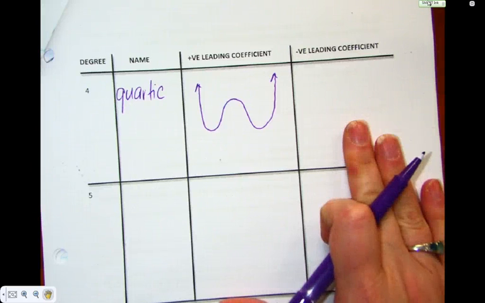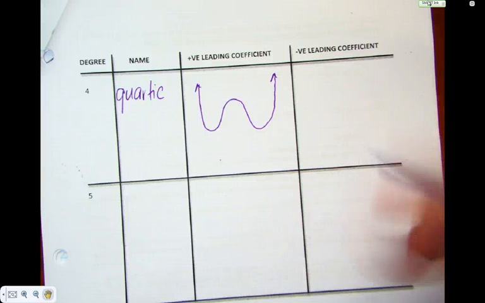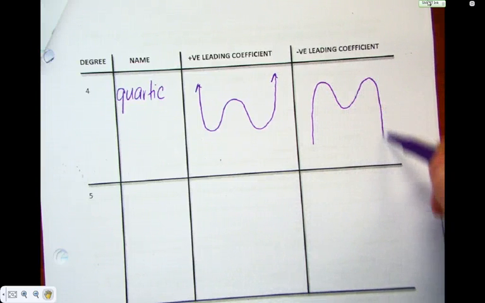If I were to throw a negative in front, that's just a vertical reflection. So what is this going to look like? Down, and a max, and a min, and a max, and down.